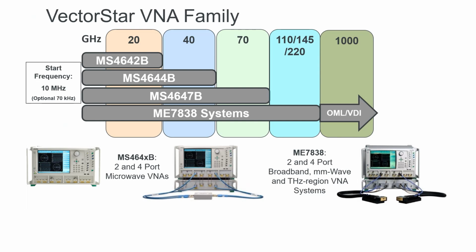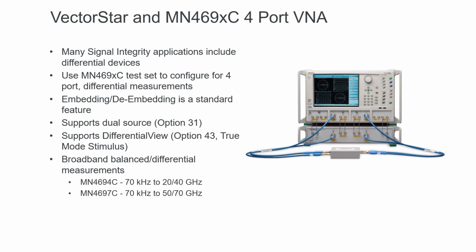But we're going to concentrate on the picture that's in the middle and the bottom there. That's our 4-port system. It consists of our 2-port mainframe VNA plus the multi-port test set, which basically combines the 2 ports on the mainframe with the 2 ports on the test set to create a 4-port system. So this is our VectorStar with the test set. Obviously, signal integrity applications, being differential in nature, need a 4-port VNA to make all of those measurements possible. So the test set is added.